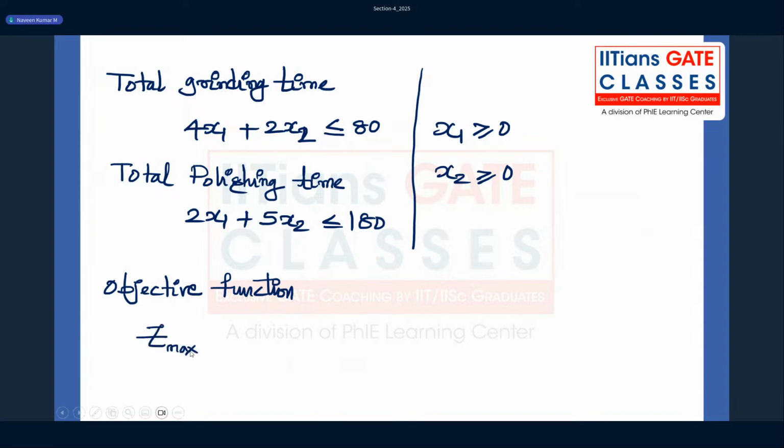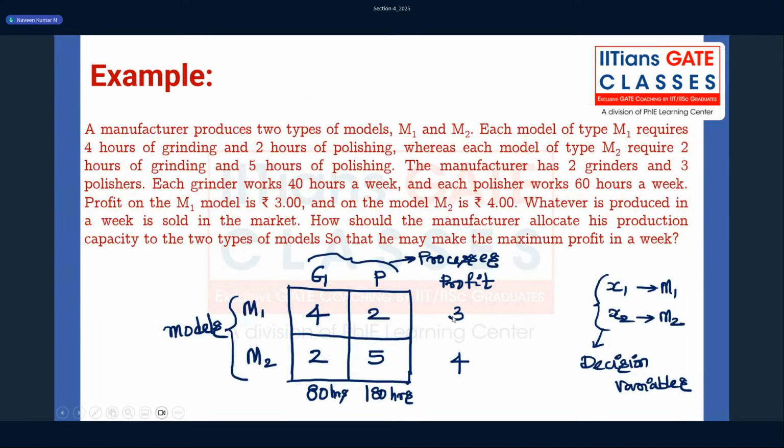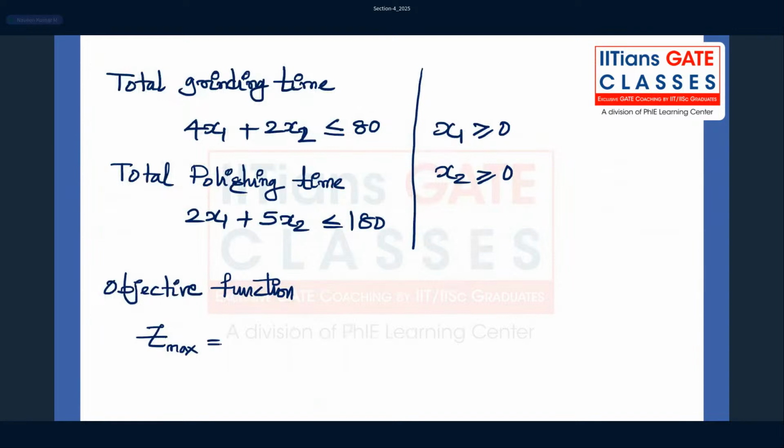How much profit are you getting if you're selling M1? 3 rupees. If you're selling M2? 4 rupees. Right? So total profit is 3x1 plus 4x2. This is your objective function. That's it. So this is how you convert the mathematical description into a formulation such that we can use some other methods to solve the problem.